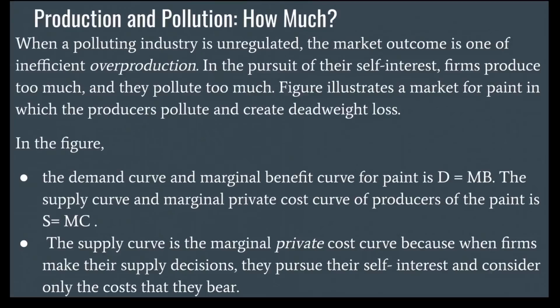Production and pollution, how much? When a polluting industry is unregulated, the market outcome is one of inefficient overproduction. In the pursuit of their self-interest, firms produce too much and they pollute too much. The figure illustrates a market for paint in which producers pollute and create deadweight loss. In the figure, the demand curve and marginal benefit curve for paint is D equals MB. The supply curve and marginal private cost curve of producers of the paint is S equals MC. The supply curve is the marginal private cost curve because when firms make supply decisions, they pursue their self-interest and consider only the cost that they bear.